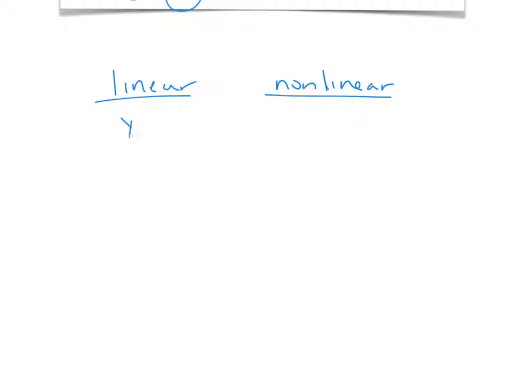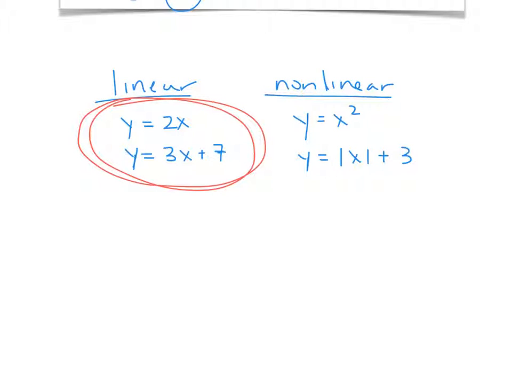So a linear equation might look something like this: y equals 2x, or it might be y equals 3x plus 7, okay? If you were to graph those, you would get a straight line, okay? Whereas it would be nonlinear if we did something like this: y equals x squared, or y equals the absolute value of x plus 3, okay? So you're going to see a lot of these types of equations in the next couple sections here. We're going to be dealing with linear equations. They're forming straight lines, okay?